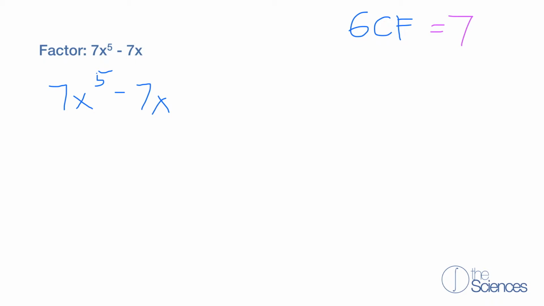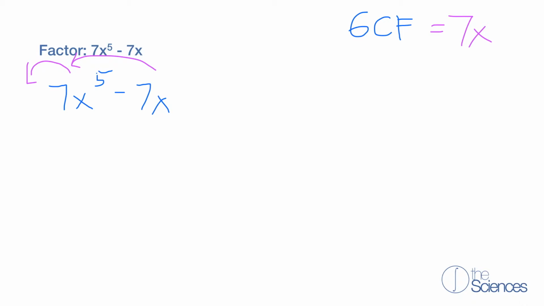So here we have 7. And in our variable, we have x to the fifth and x. So our greatest common factor is the variable with the smaller exponent. So it's x. Now we could factor 7x from both terms.